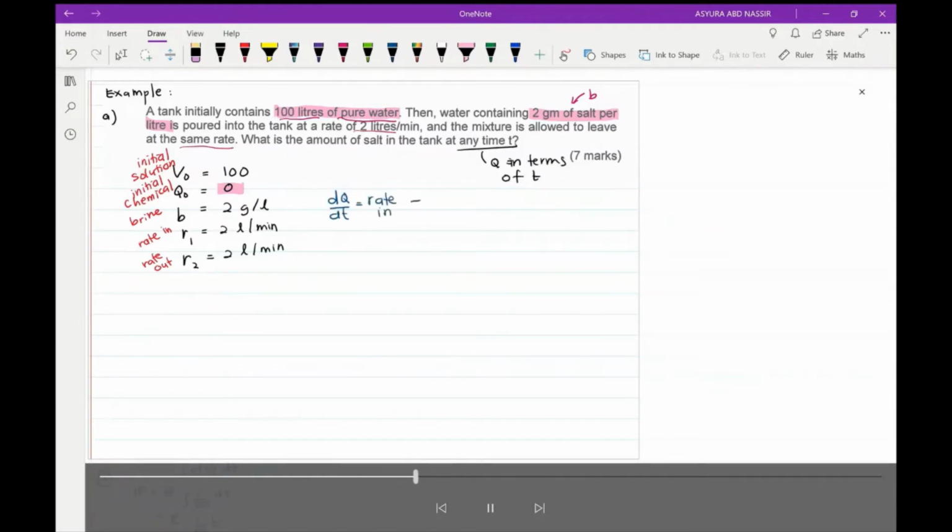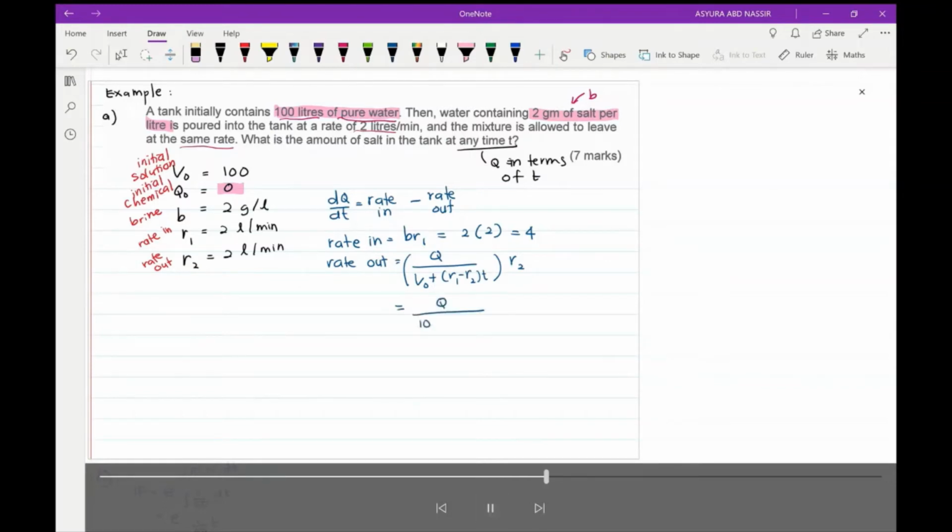Alright, so firstly you will write the formula. dQ/dt is rate in minus rate out. The formula for rate in is B times R1, which equals 2 times 2 equals 4. Then we have rate out. The formula for rate out is Q over (V0 plus (R1 minus R2)t) times R2. So substitute all the terms that you have into your formula.